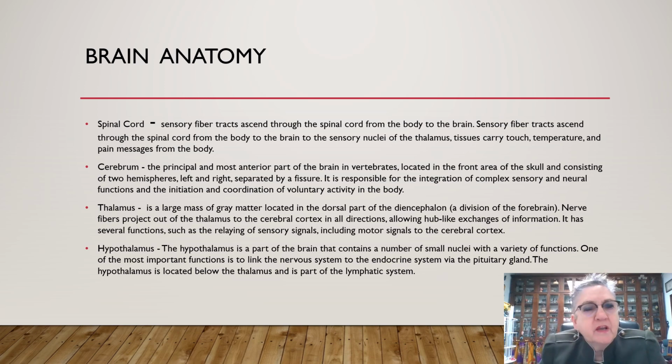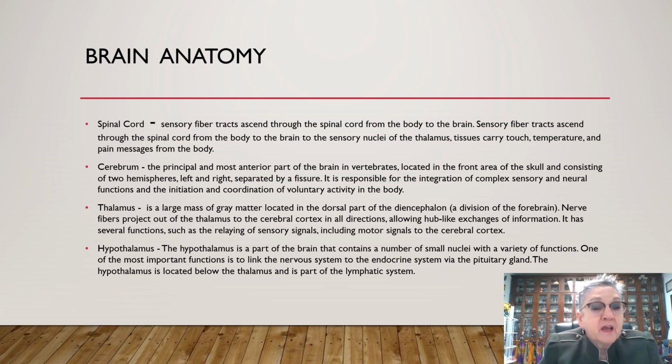The first one listed here is the spinal cord, and we know it has sensory tracts that ascend up the spinal cord from the body to the brain. These tracts are responsible for carrying information to the thalamus. The tracts carry touch, temperature, and pain messages from the body back to the brain. The next one we have listed is the cerebrum. It's the principal and most anterior part of the brain, and it's located in the front area of the skull, consisting of 2 hemispheres, left and right. It's responsible for complex sensory and neural functions and the initiation and coordination of voluntary activity in the body.